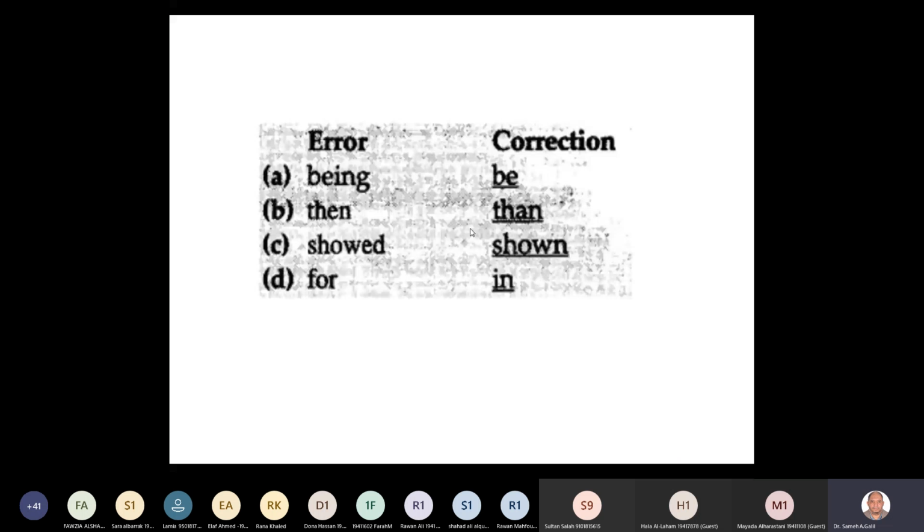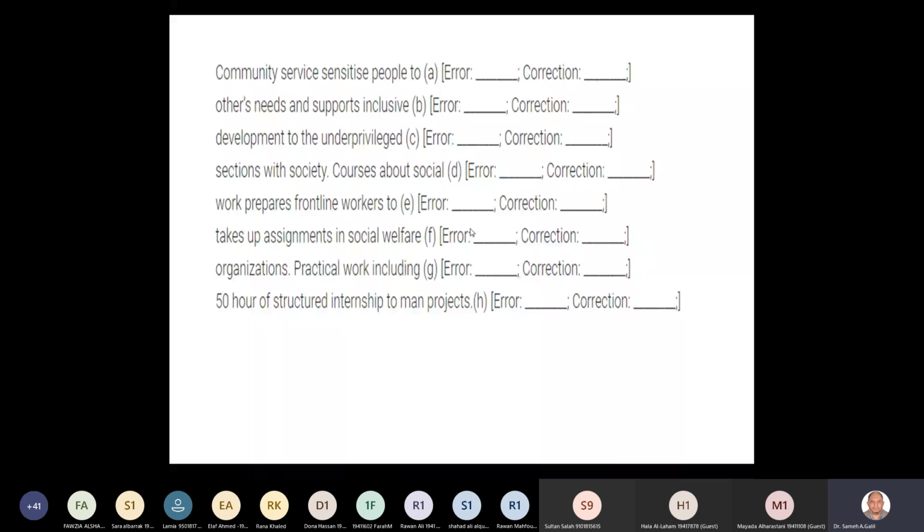Okay, can we do this one? I'll give you perhaps a minute to go through them and detect where the errors are and then correct them. I'll correct them along.